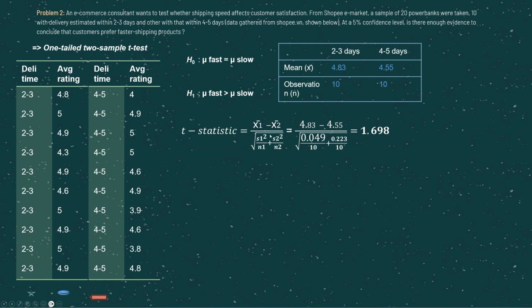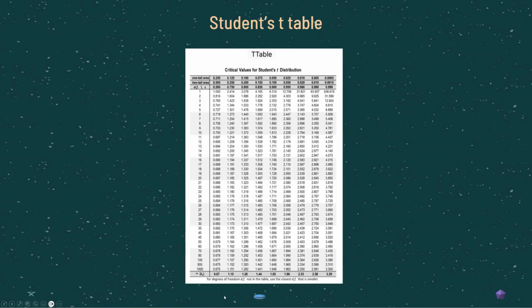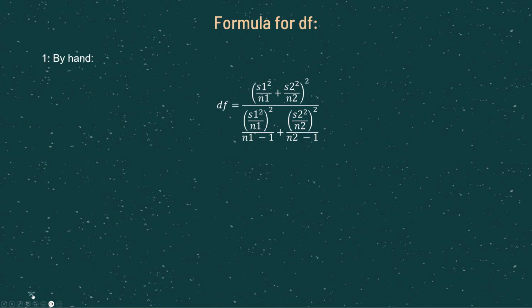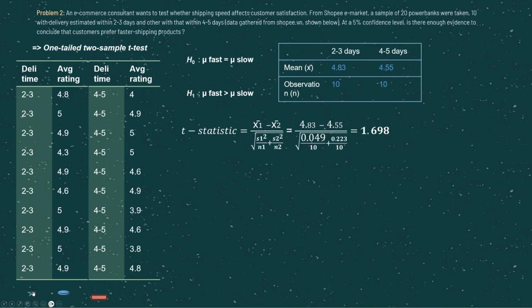And let's go find the degree of freedom for this value. Oh, sorry. Here's the formula for the degree of freedom. I plug the data in, and the eventual result should be roughly rounded to 13.